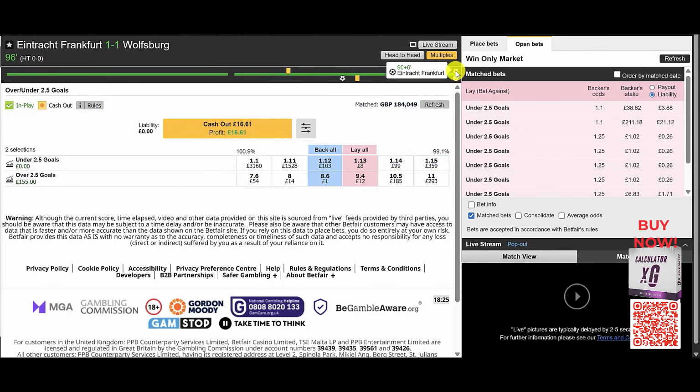Had to wait until very, very late to get that second goal to give us some profit. And now here we are. So anyway, I think that's probably going to be the end of it. It's Frankfurt 1, Wolfsburg 1, the final score.